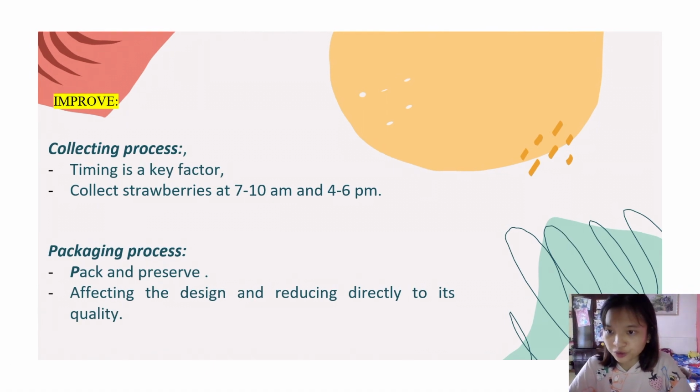So to improve, first in the collecting process, it has to follow this method. For all, timing is a key factor, so the right time to collect strawberries is from 7 to 10 a.m. and 4 to 6 p.m. Especially, strawberries cannot be collected on a sunny day. This is called the dehydration of strawberry.